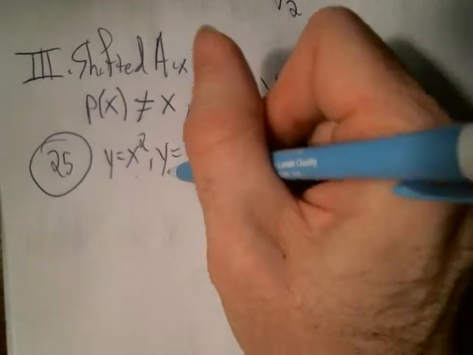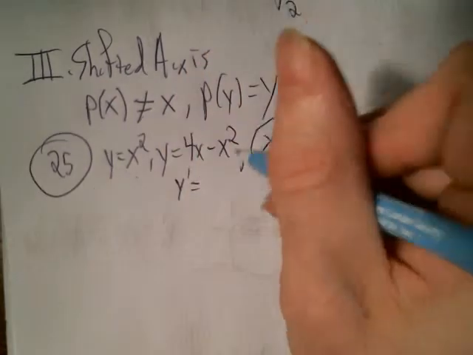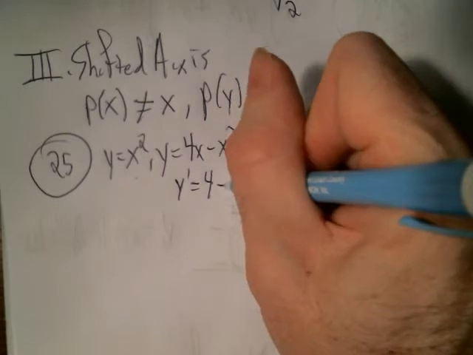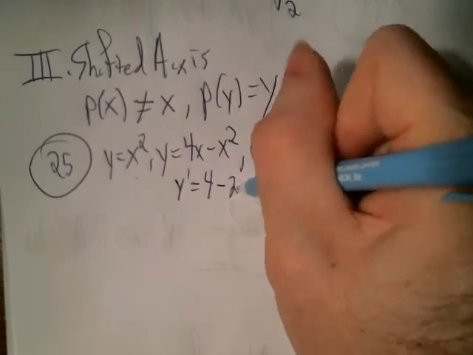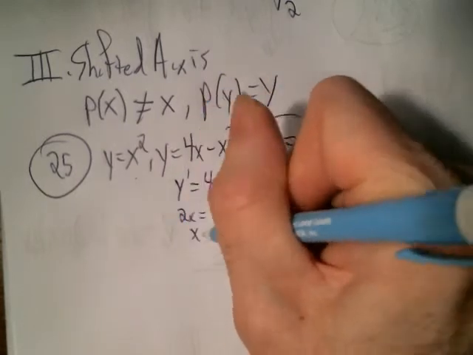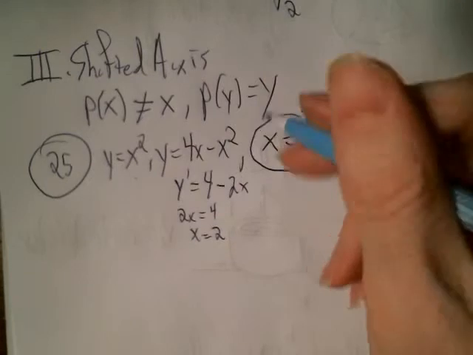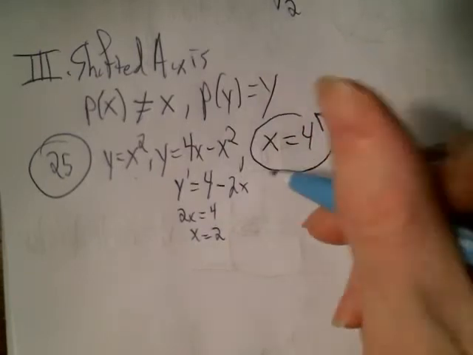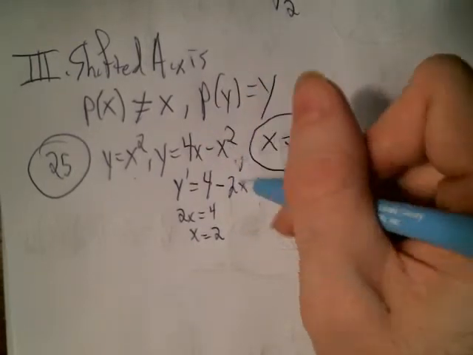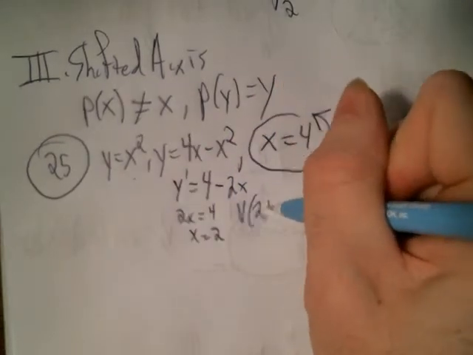To get a vertex of a parabola, you just take its derivative, y prime, and set it equal to 0. This is 4 minus 2x. So 2x is 4 and x is 2. Plug that back in for the other coordinate of the vertex. So it's 8 minus 4, which is 4. So our vertex is (2, 4).